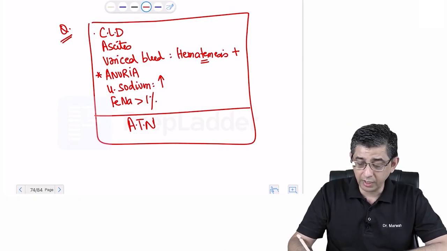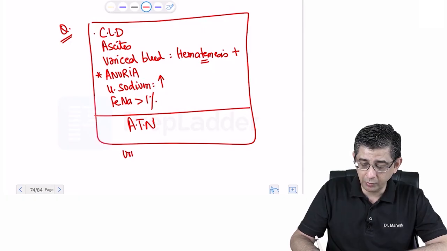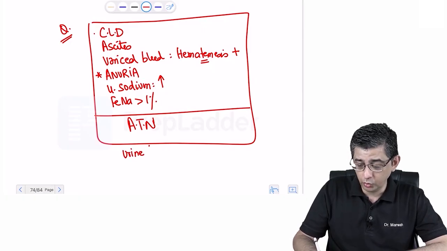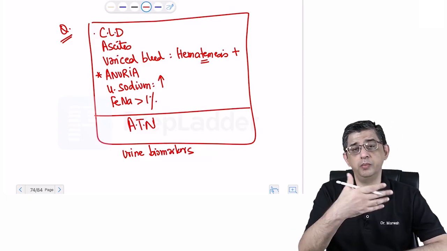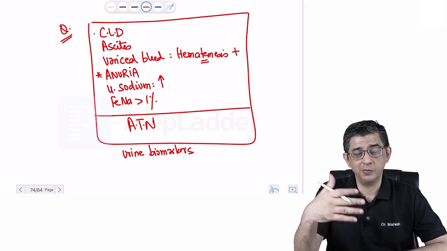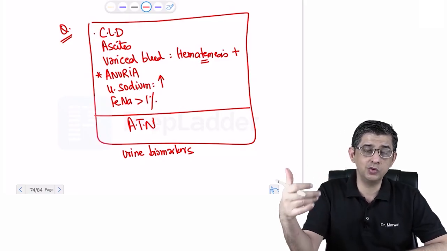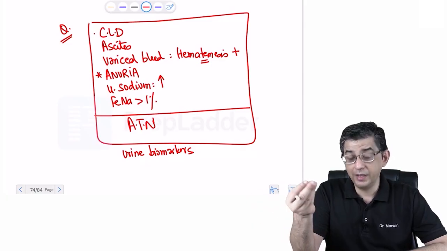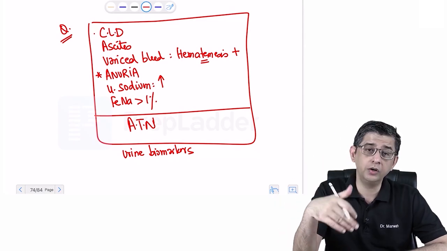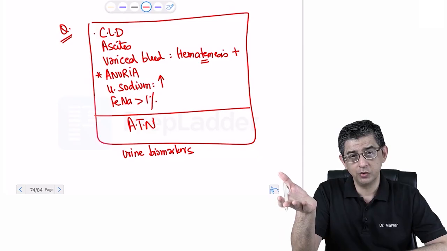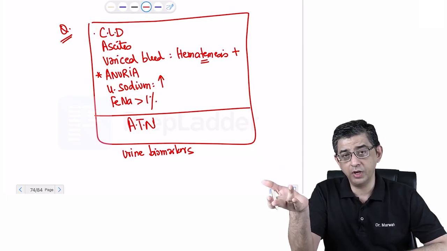And to be doubly sure, what I can also do is, though this facility may not be routinely available, check the urine of this patient for biomarkers. Like I have talked about biomarkers of tubular damage, especially neutrophil gelatinase-associated lipocalin. So NGAL values will definitely be elevated in acute tubular necrosis, but there is no tubular necrosis in hepatorenal syndrome. Therefore, the biomarkers can be normal as well.